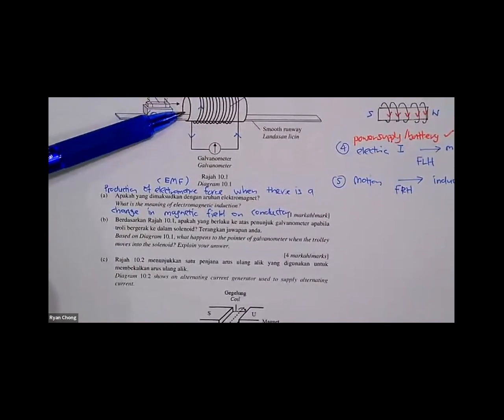Okay, then based on diagram 10.1, what will happen to the pointer of the galvanometer when the trolley moves in? So this part, same as what I told you just now. 4 points. You mentioned, when the trolley goes in, what happened? This one becomes North Pole because you got a change in magnetic field. So the solenoid left side will become North Pole. Then charges will be induced, will move. They will produce current. Right? 4 points only.